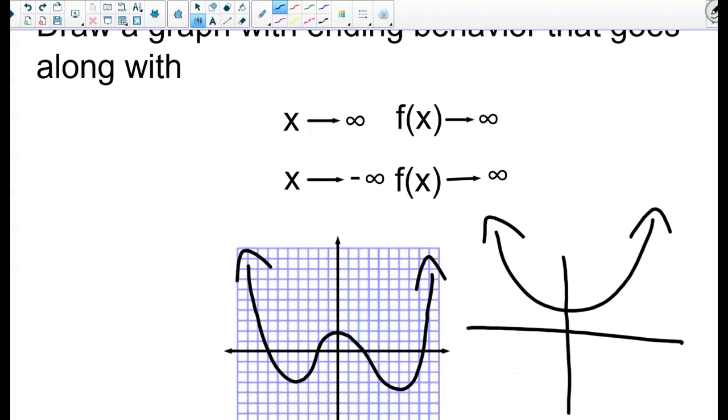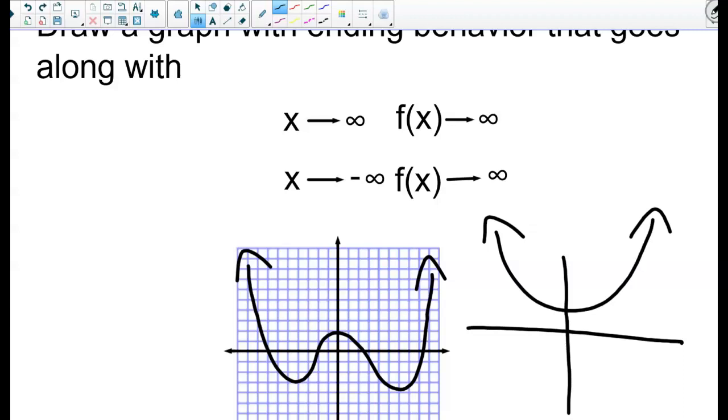As x goes to infinity, y goes to infinity. Can we agree as x goes to negative infinity, y goes to infinity? Can we agree the same deal here? As x goes to infinity, y goes to infinity. As x goes to negative infinity, y goes to negative infinity. Oh, I'm sorry. As x goes to negative infinity, y also goes to infinity. Essentially, we need even degree.